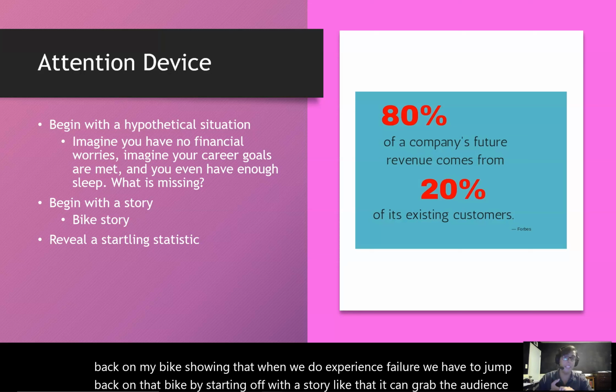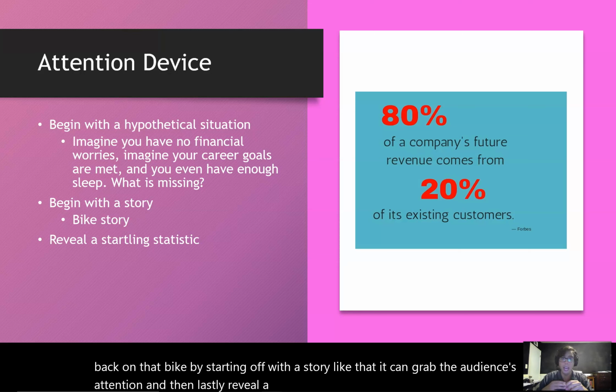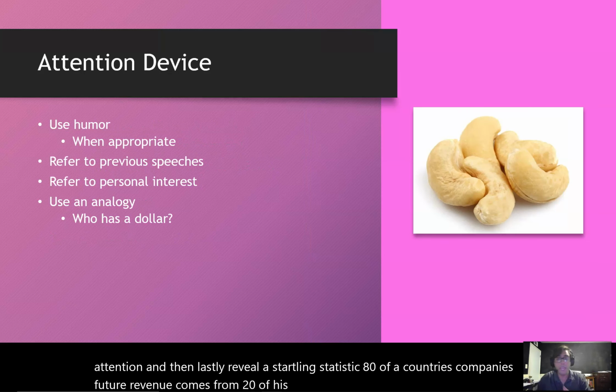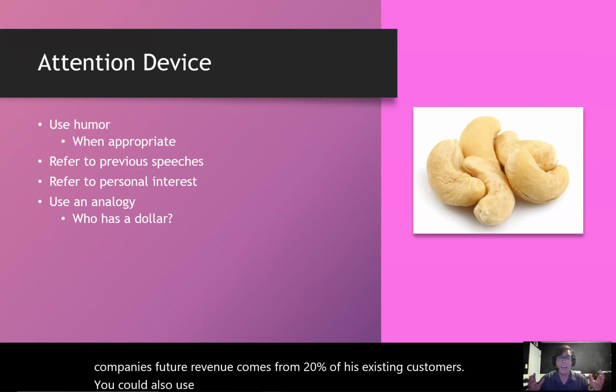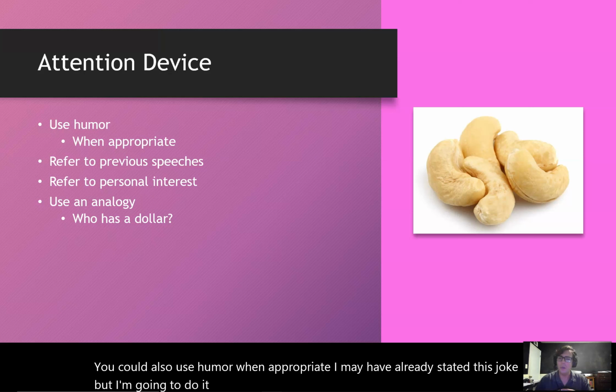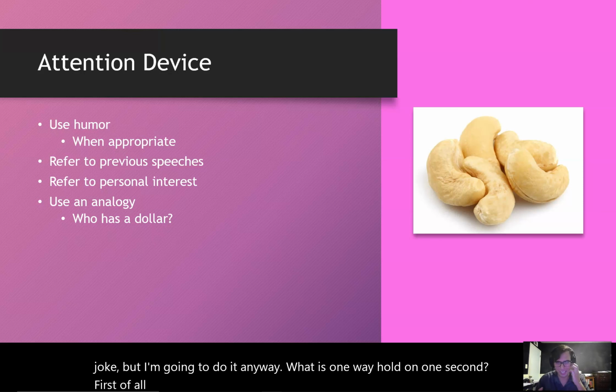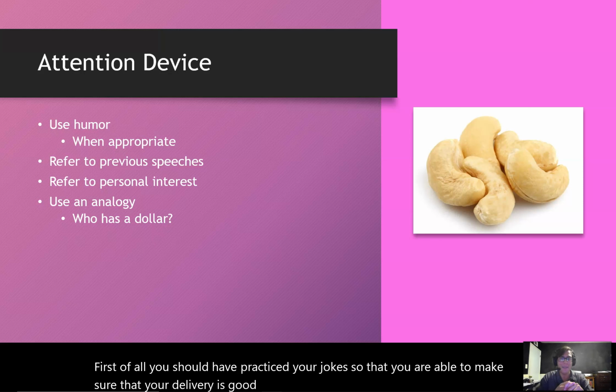And then lastly, reveal a startling statistic. 80% of a company's future revenue comes from 20% of its existing customers. You can also use humor when appropriate. I may have already stated this joke, but I'm going to do it anyway. What is one nut? Wait, hold on one second. First of all, you should have practiced your jokes so that you are able to make sure that your delivery is good. But also, okay, let's go with the joke.